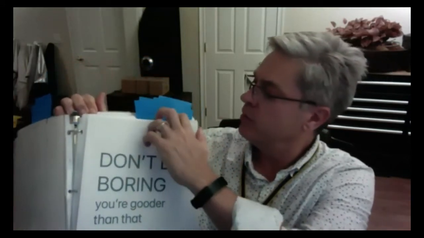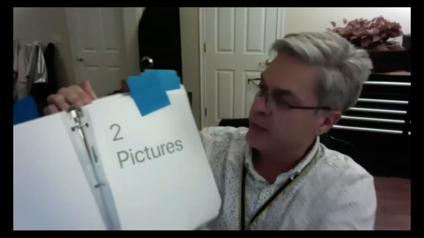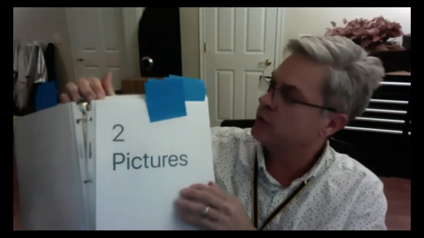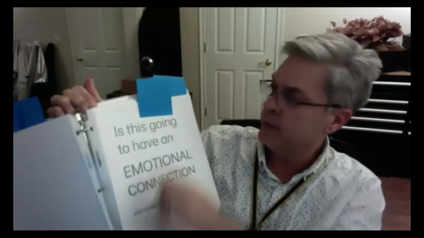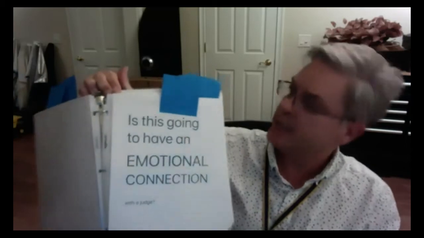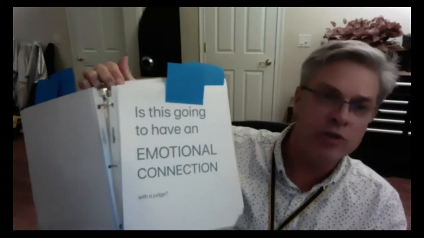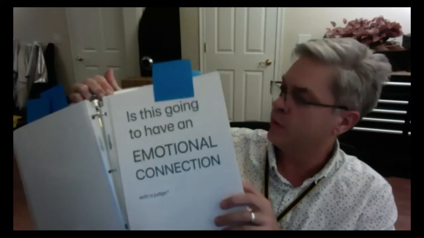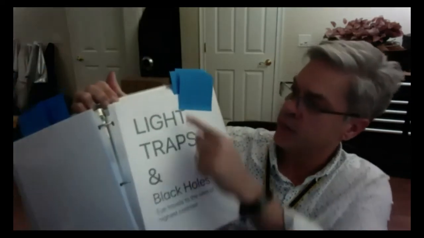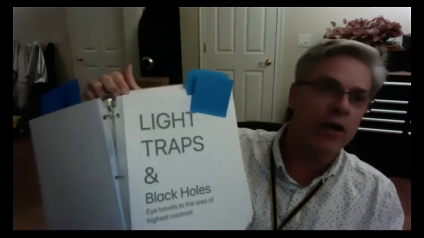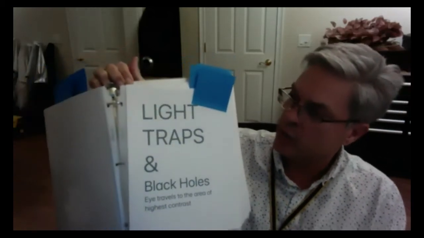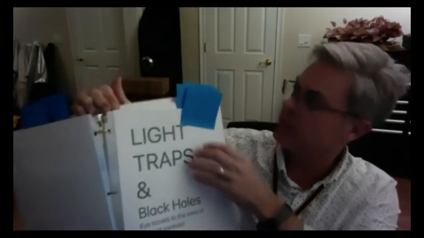A lot of times we'll see two separate pictures in an image, and so we want to look out for that. Another thing, if you really want to win a contest, is this going to have an emotional connection with the judges? We can talk about that more when we do the class. Light traps and black holes. We're going to see some of these in the images tonight, and we want to learn to avoid light traps and the black holes.